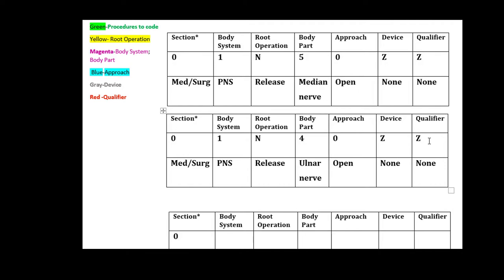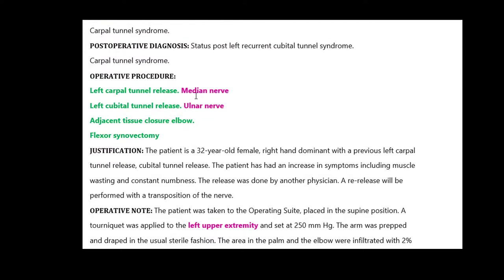So now we've coded 2 things. Let's look back at our operative report. We've coded these 2 things, the carpal tunnel release and the cubital tunnel release. We have not coded the adjacent tissue closure and the flexor synovectomy.